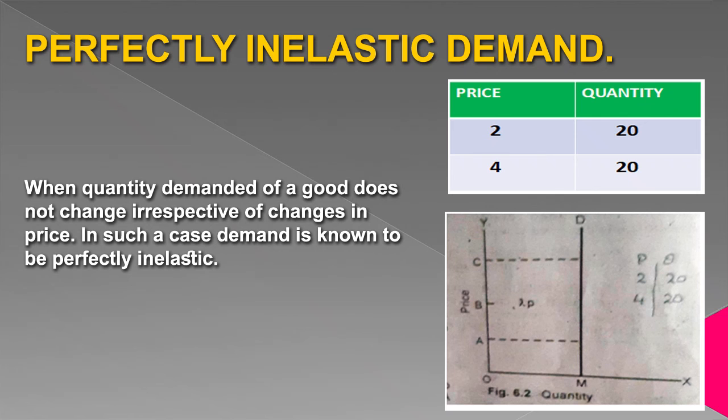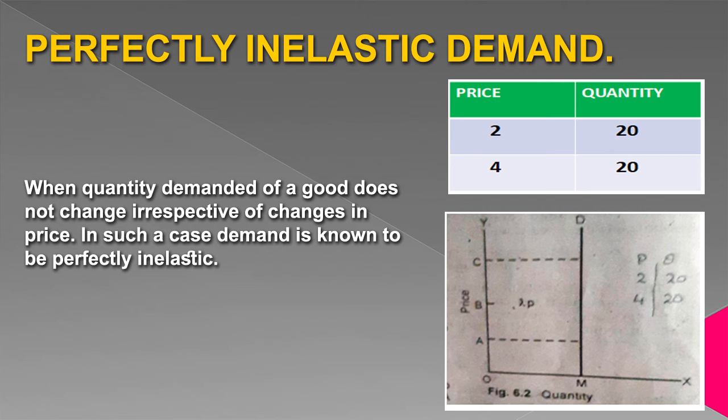Perfectly inelastic demand. When quantity demanded of a good does not change irrespective of changes in price, in such a case demand is known to be a perfectly inelastic demand. Here you can see in a table, price is 2, quantity demanded is 20. Price increases to 4, quantity demanded remains the same. So, when there occurs no change in quantity demanded irrespective of changes in prices, that is known as perfectly inelastic demand. This can also be shown in a graph.